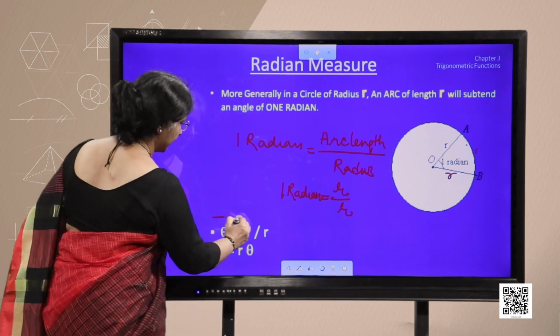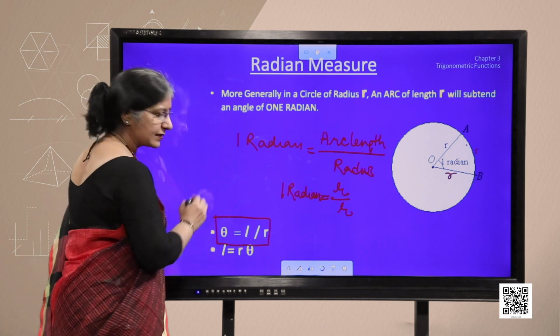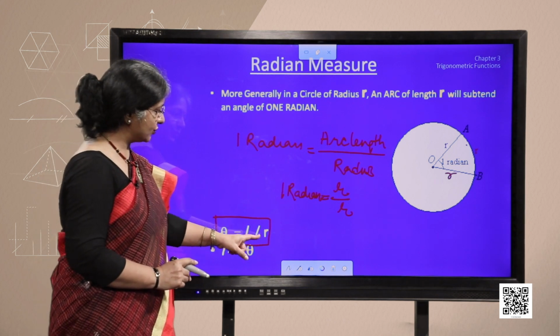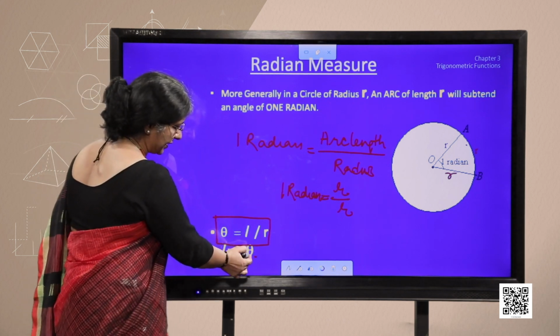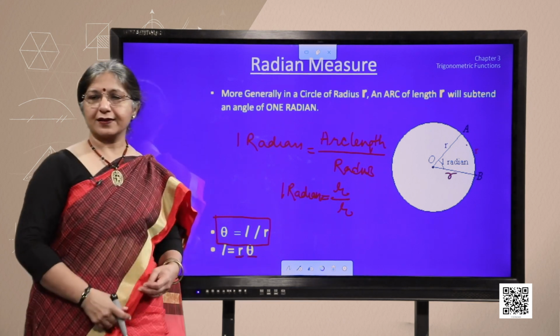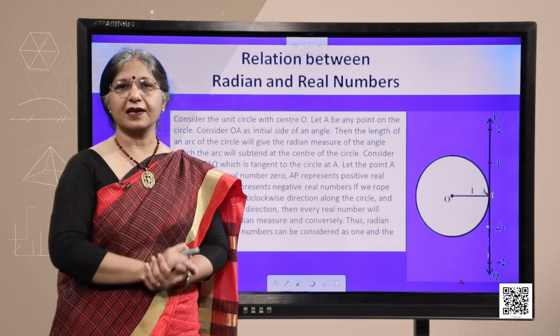As you can see, the angle subtended theta is the ratio of arc length to the radius, or arc length is equal to radius times angle theta. Now, the relation between radian and real numbers.